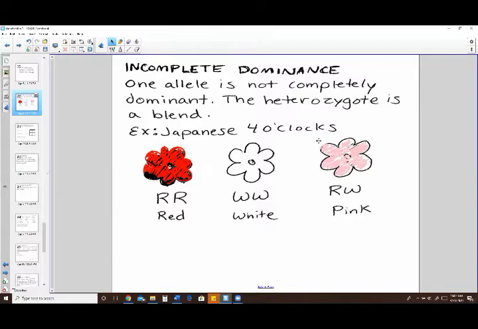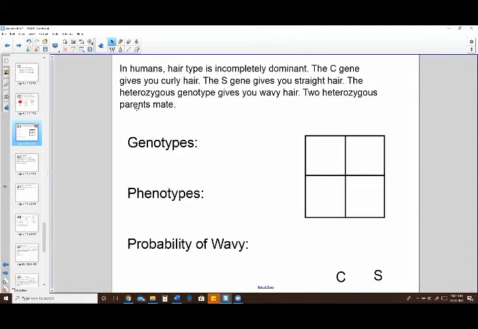So here, for incomplete dominance, instead of the red taking over or the white taking over, you actually get a blend of the two genes and it produces pink flowers. And a lot of flowers actually have this incomplete dominance thing going on. So let's take a look at an example problem of that.